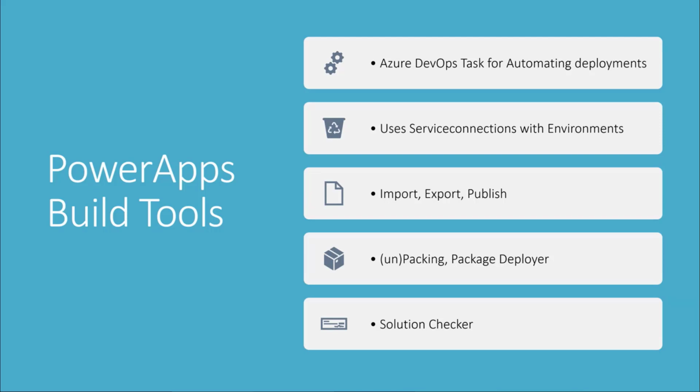Leveraging the Power Apps build tool that is available to us in the Azure DevOps environment, we can first automate the deployment. We can automate the task development. Using a service connection, we can target different environments in our Power Platform environment. So for example, if you have a production environment, a development environment, a quality assurance environment, using just the service connection functionality in Azure DevOps, we can super easily, and we will see, target different kinds of environments. We can import, export, and publish our solution, and we can pack and unpack our solution.